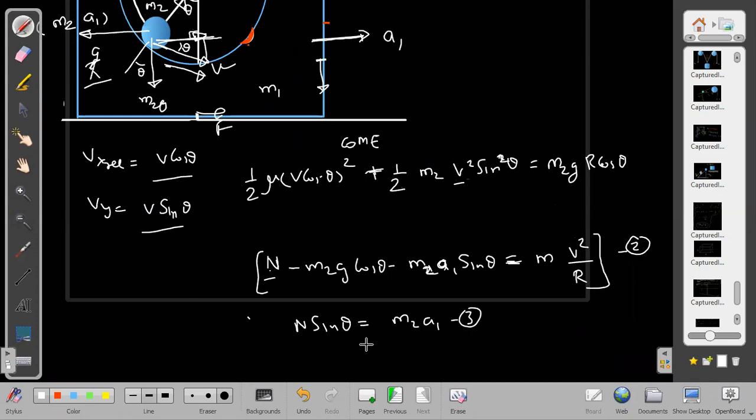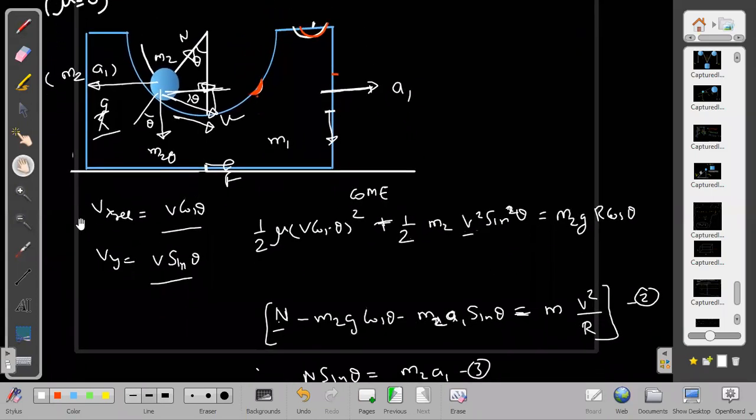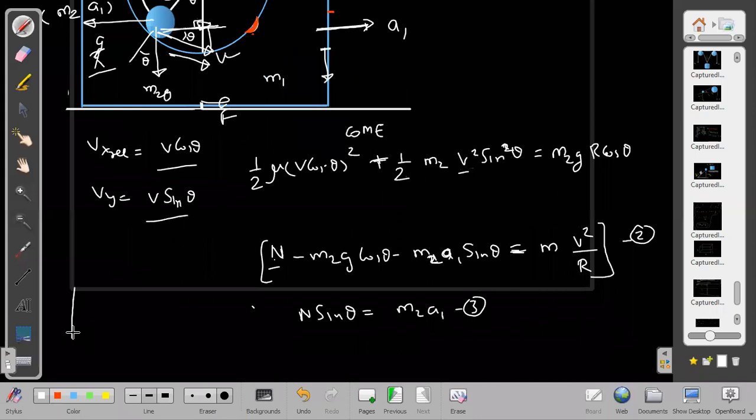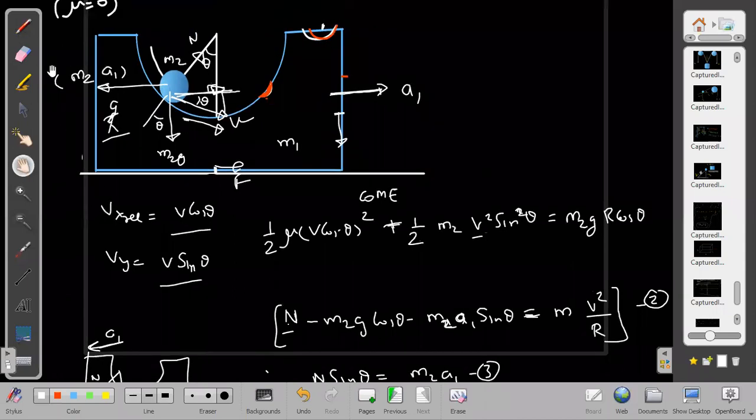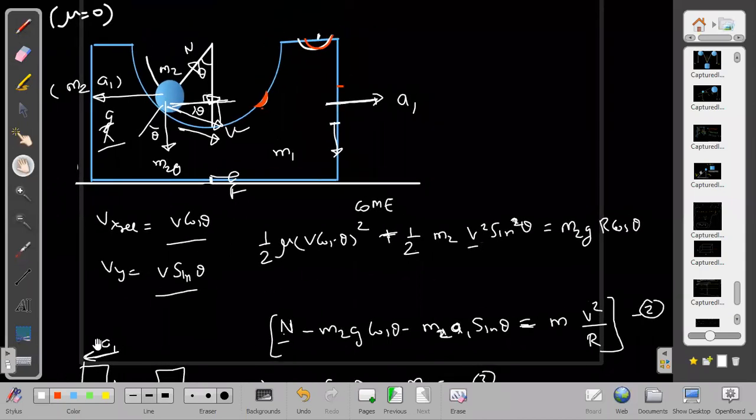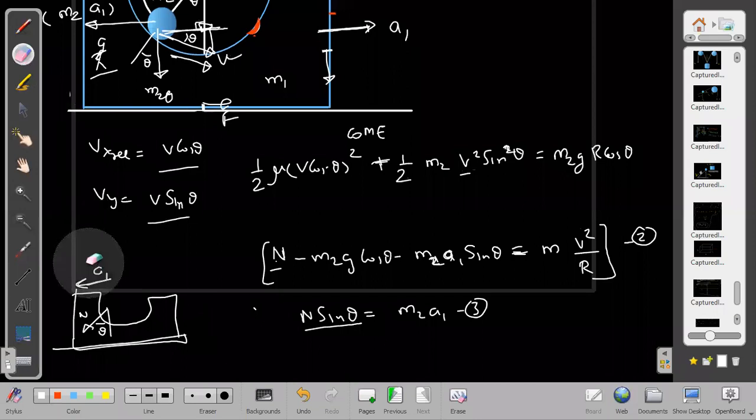You understood why I'm writing N sin theta? Is this right? I think it is right. Because if we observe this wedge here, the normal is acting this side, making an angle theta with the vertical. Then the component of normal in the horizontal direction is N into sin theta, which is providing this thing acceleration M2 into A1 backwards. I have mistakenly chosen the wrong direction of acceleration. That is not the direction of acceleration. I should not have taken that.